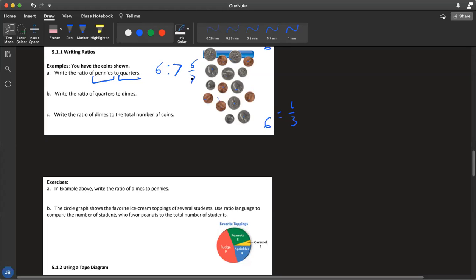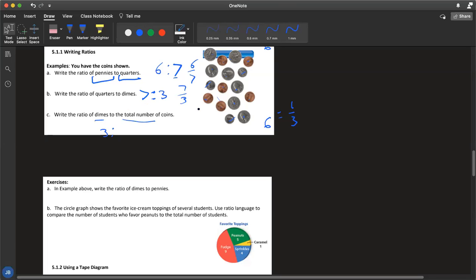Okay, no worries. Now, looking at the ratio of quarters to dimes, we know there are 7 quarters, and we have 1, 2, and 3 dimes. So it's 7 to 3. Next, write the ratio of dimes to the total number. We know there are 3 dimes, and we have to find the total number of coins. So we have to include dimes, quarters, pennies, and nickels if we had any nickels.